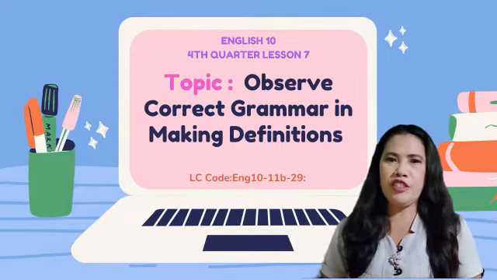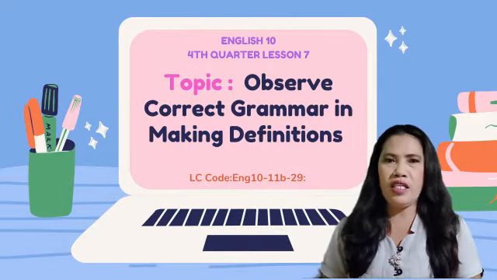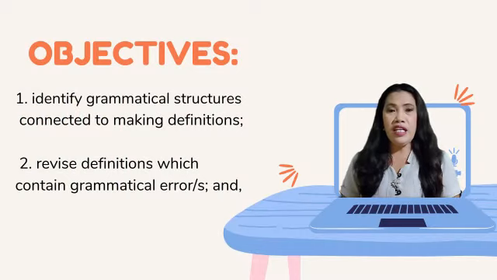Today we have lesson 7 for the 4th quarter. Our topic has something to do with NLC Code English 10 11B-29: observe correct grammar in making definitions. At the end of this lesson, you are expected to first identify the parts of definition and grammatical structures connected in making definitions.